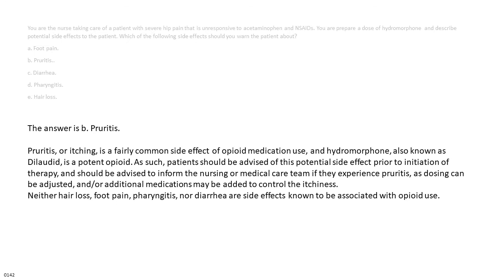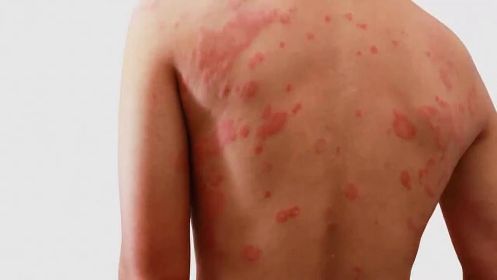The answer is B. Pruritus. Pruritus, or itching, is a fairly common side effect of opioid medication use, and hydromorphone, also known as Dilaudid, is a potent opioid. As such, patients should be advised of this potential side effect prior to initiation of therapy, and should be advised to inform the nursing or medical care team if they experience pruritus, as dosing can be adjusted, and/or additional medications may be added to control the itchiness. Neither hair loss, foot pain, pharyngitis, nor diarrhea are side effects known to be associated with opioid use.